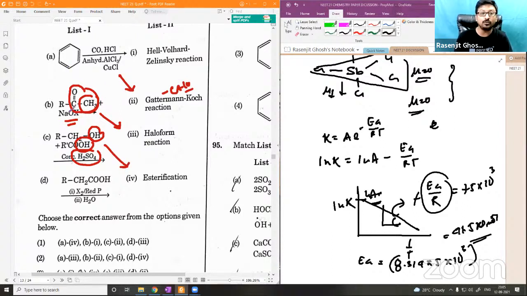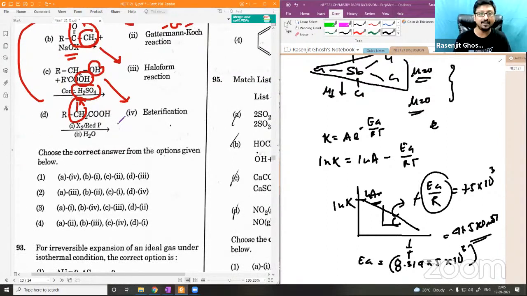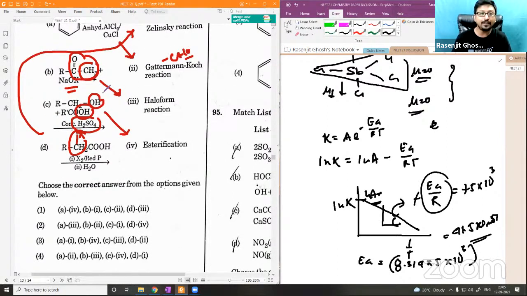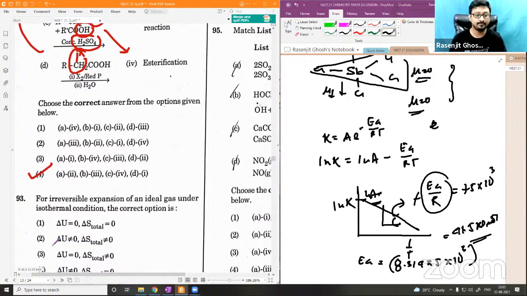So A2, B3, and definitely this is X2 with red phosphorus. There will be an alpha substitution in this reaction, and this is known as the HVZ reaction, Hell-Volhard-Zelinsky reaction. So the correct answer will be A2, B3, C4, D1. So which one will be the answer? A2, B3, C4, D1. Right. Next one.